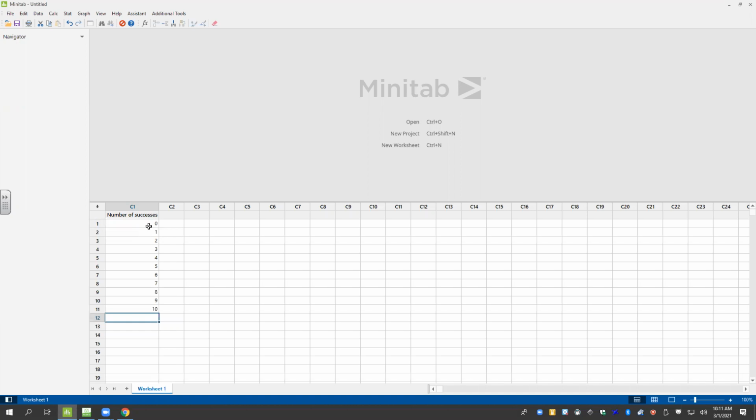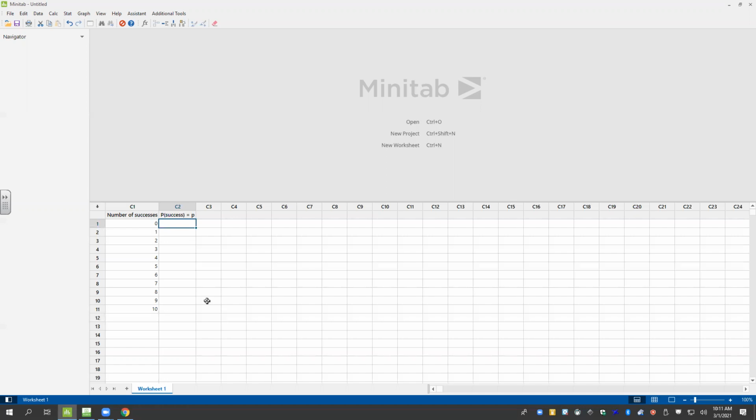So you put in the number of successes, and then Minitab is going to calculate the probability for each of those. So I'm going to go ahead and label column 2 as the probability of a success, which is your lowercase p. Okay, I'm going to walk you through the steps on Minitab, and then I'll write it down on our paper so you can make yourself some notes.